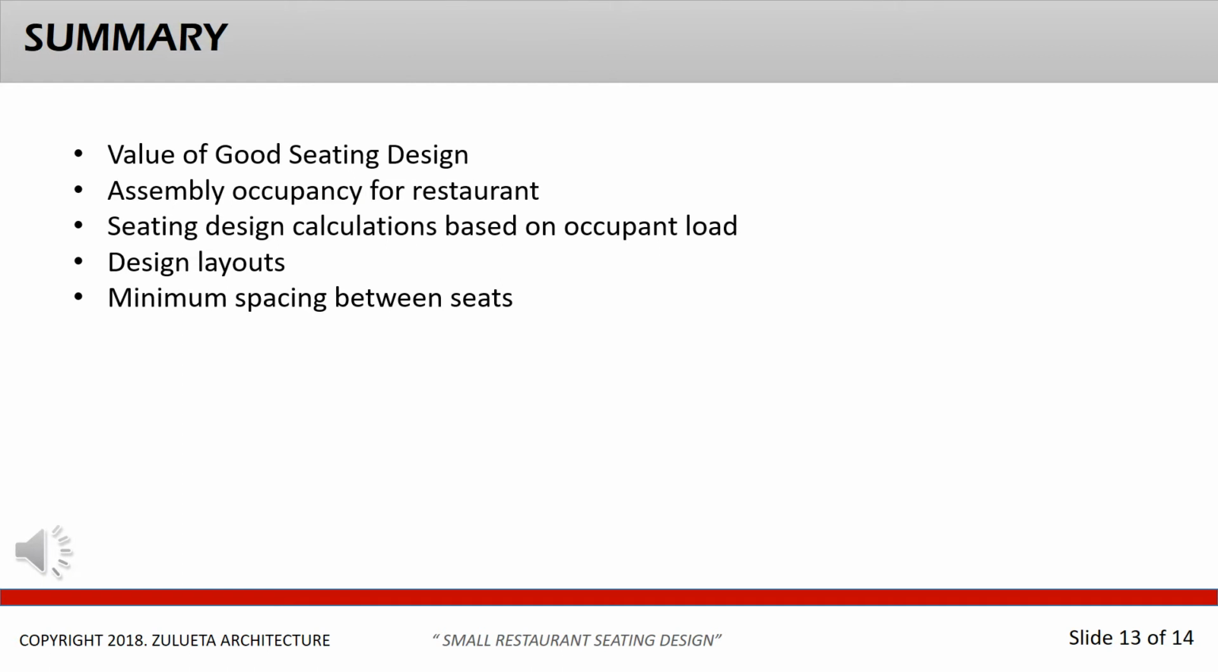In summary, what we have discussed here is the value of good seating design, assembly occupancy for a restaurant, seating design calculations based on occupant load. I've shown you some design layouts and minimum spacing between seats.